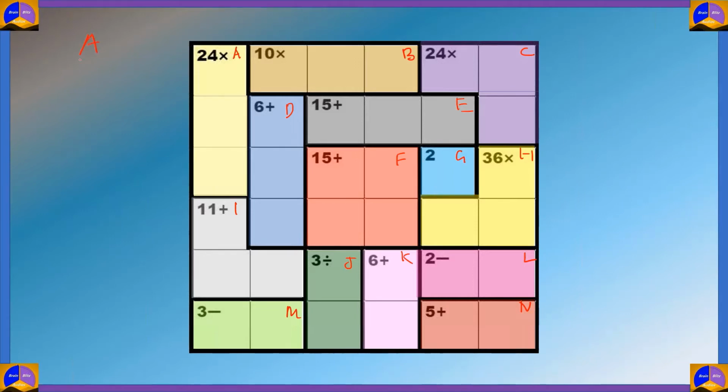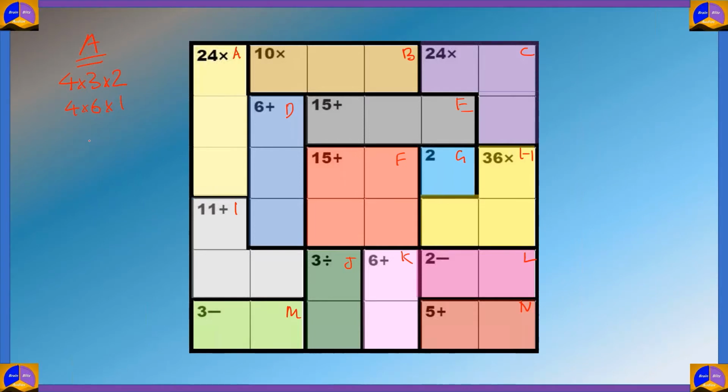Even though cage A and cage C look alike, they will have different options because cage C is L-shaped while cage A is straight. So, for cage A, there are three cells and the operation is multiplication. After multiplying, our result must be 24. So, the options are 4 times 3 times 2 and 4 times 6 times 1.